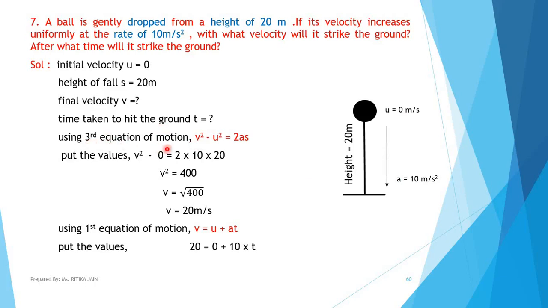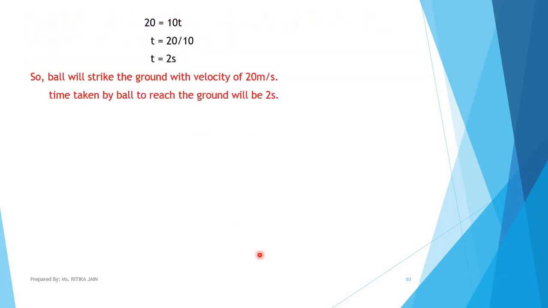So using the third equation of motion, v square minus u square equals 2as, put the values, whatever values you have. u will be 0, 2 into 10 into 20. On solving, you will get 20 meter per second. Now, to calculate the time, after what time will it strike the ground, we will use the first equation of motion. Again, put the values and you will get time as 2 seconds.